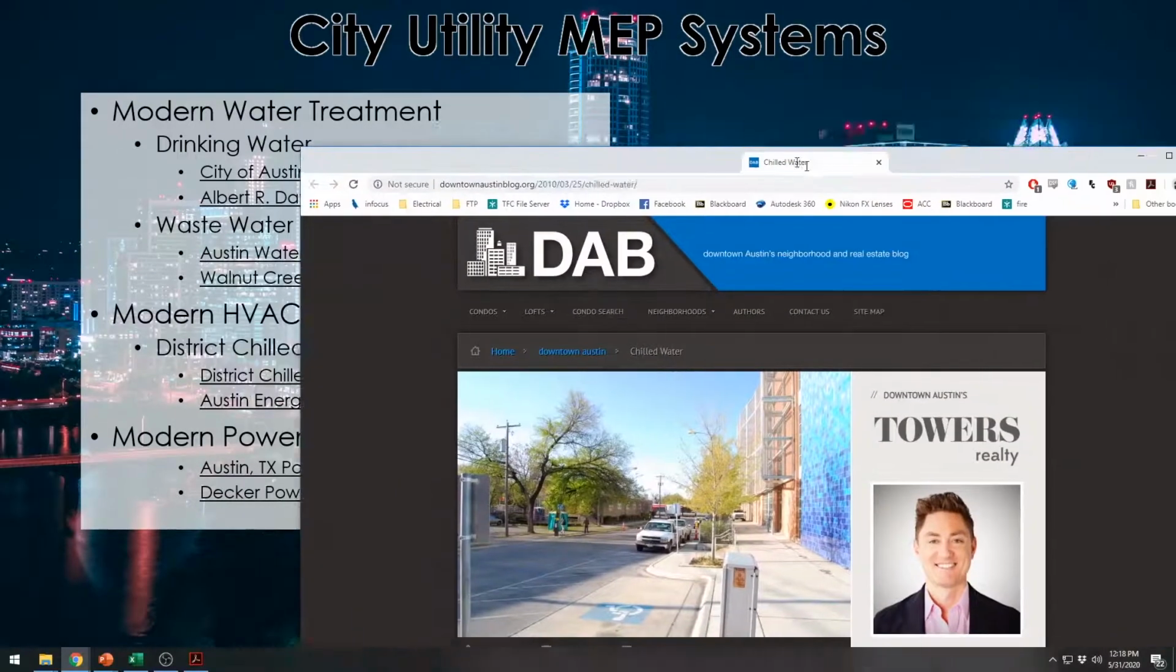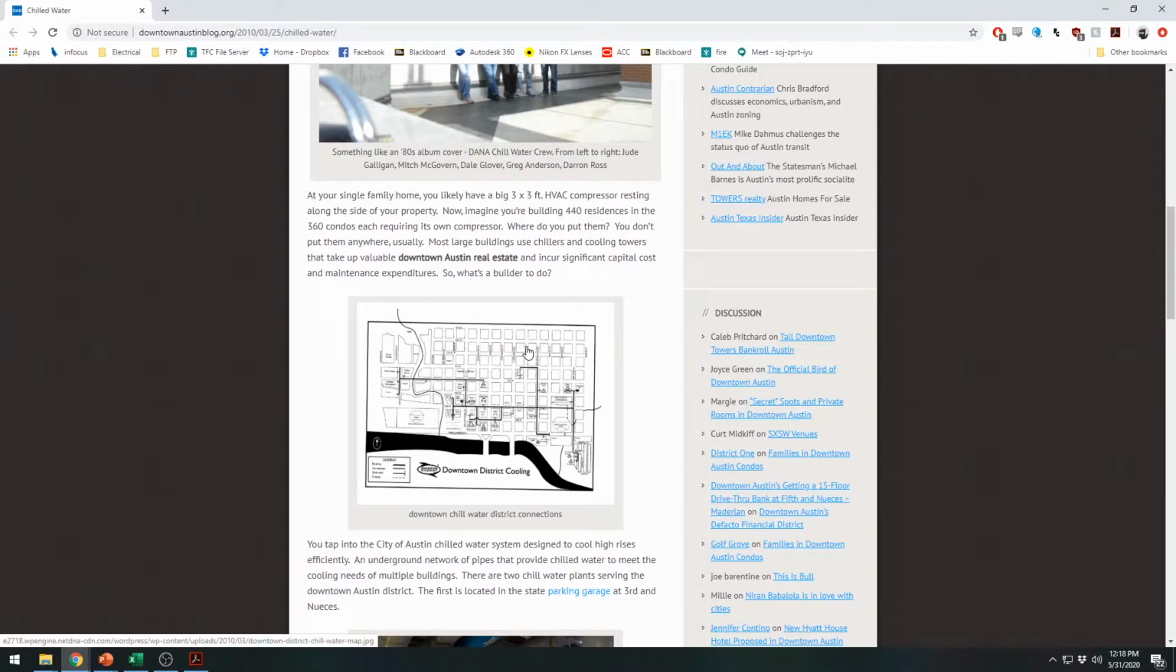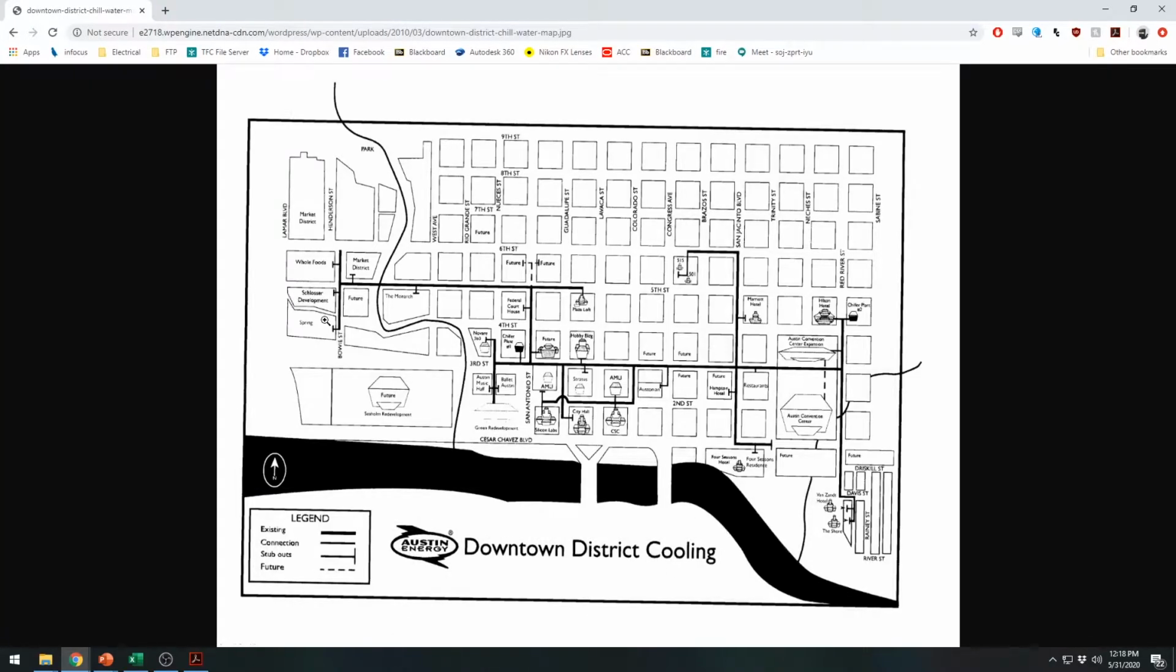We look at, this is the downtown Austin chilled water plant. A few different big plants around the downtown area, and they deliver cold water to high rises.